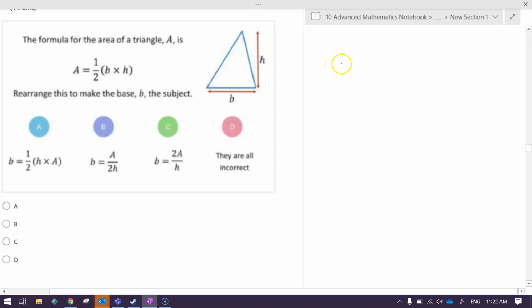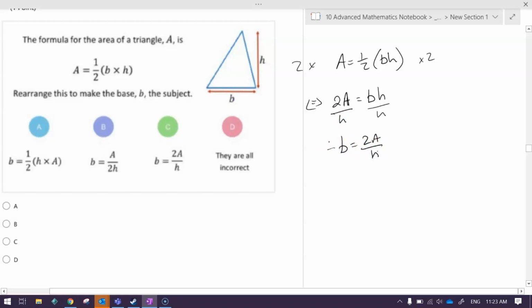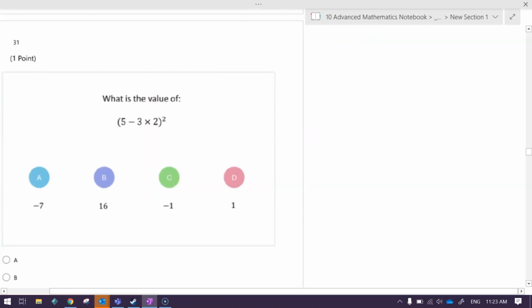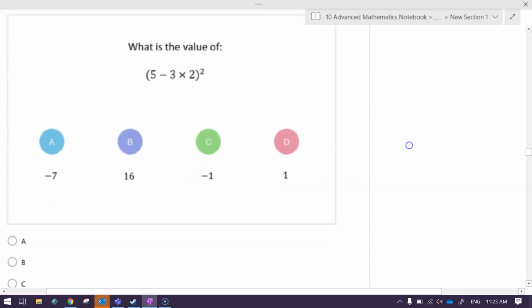How do I rearrange this to make b the subject? That means get it so that it's b equals. Well, I'm going to get rid of this dividing by 2 first. I'm going to multiply by 2 because that's the opposite of dividing by 2. So I end up with 2a equals b times h. To get b on its own, well, I've got to divide by h, don't I? That's the opposite of multiplying by h. So the base is 2a divided by the height. Answer C. We should be comfortable with that. If you're not comfortable with that, we have to practice for 10 advanced maths.